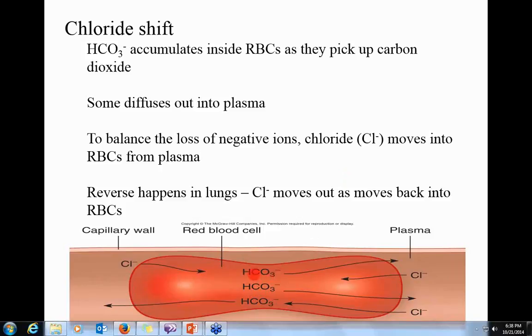So when bicarbonate ion, so I'm down here at the picture, this is the red blood cell here. When bicarbonate ion leaves the red blood cell and goes into the plasma, chloride ions are moved into the red blood cell, and that's going to keep your negative charges balanced. And conversely, when bicarbonate ion moves back into the red blood cell, which it has to do in external respiration, then chloride ion will leave. So they kind of go in opposite directions.